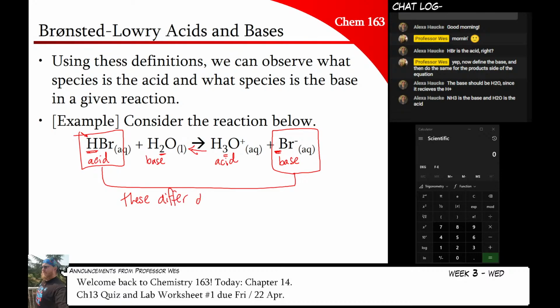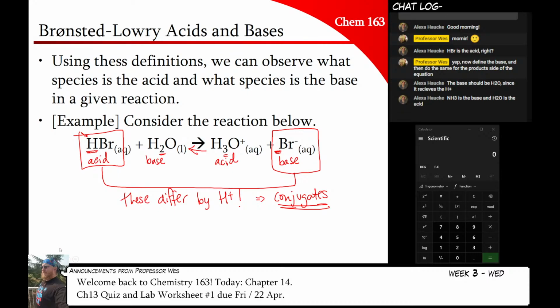These two things differ by H+. It's really hard to talk and write at the same time. So the only difference between these two things that I've circled is H+. And so what we're going to do is call these conjugates. An acid-base conjugate is the pair of substances that differ only by H+. One will be the acid, it has the H+. One will be the base, it does not.